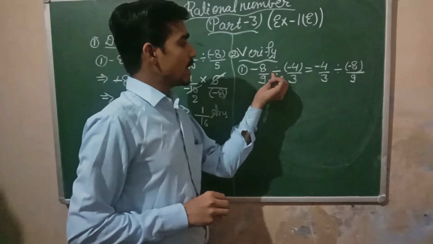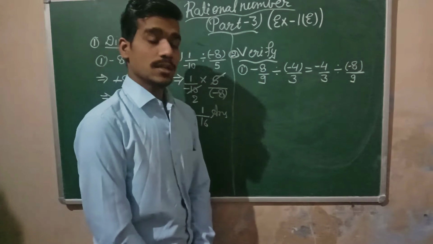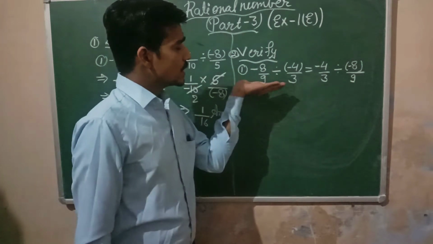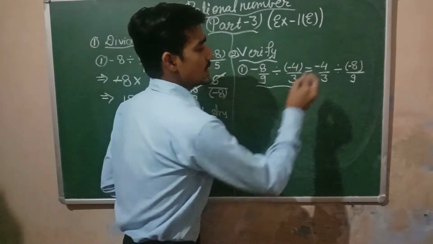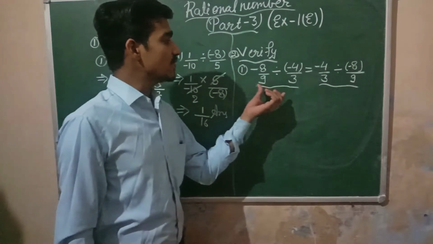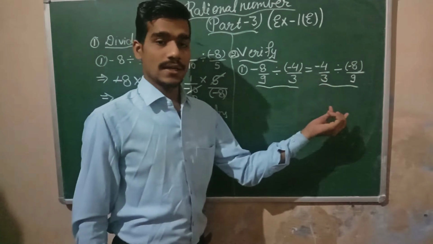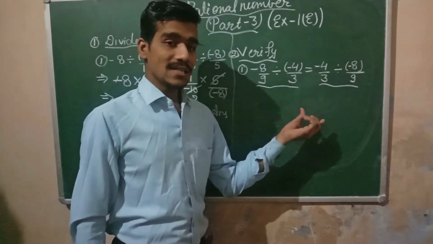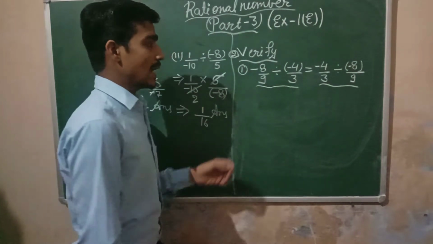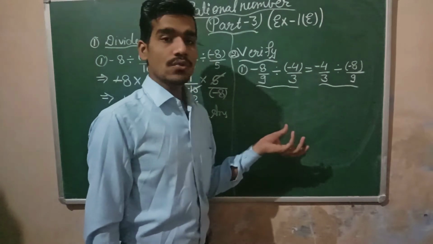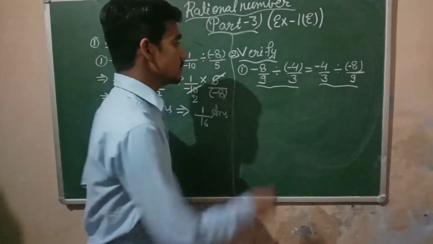And second question is verify. Minus 8 upon 9 divided by minus 4 upon 3 is equal to minus 4 upon 3 divided by minus 8 upon 9. Look at here. This question is divided into two portions. This portion is known as the LHS and this portion is known as the RHS, left hand side and right hand side. First of all you will solve the left hand side, after that the right hand side. When your left hand side is equal to right hand side, that means your answer is correct. Clear? You will write true. If left hand side is not equal to right hand side, that means you will write this question is false. Look at here.